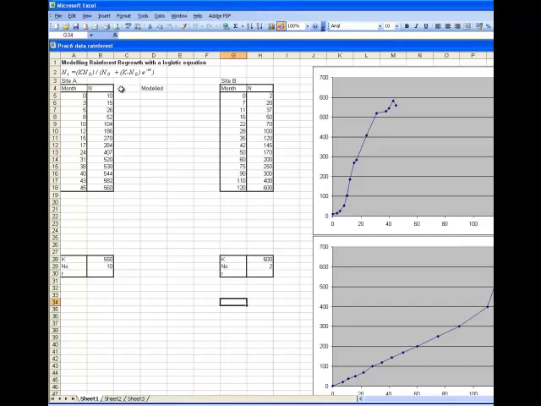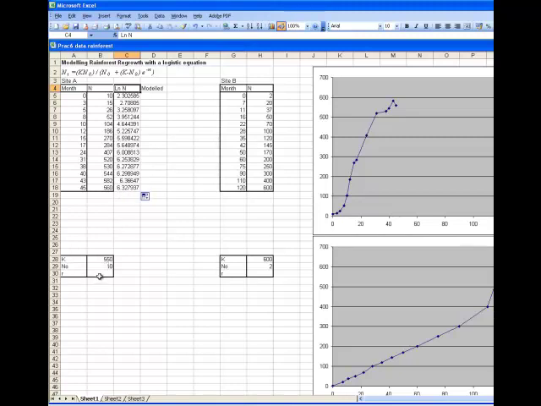In order to do that, we need a column here which is going to be the natural log of the population size. So we take the natural log of the observed population size, and we can copy that in, and if we plot that on our graph, we'll see that the initial part of the growth appears as a straight line, which indicates that it's exponential.